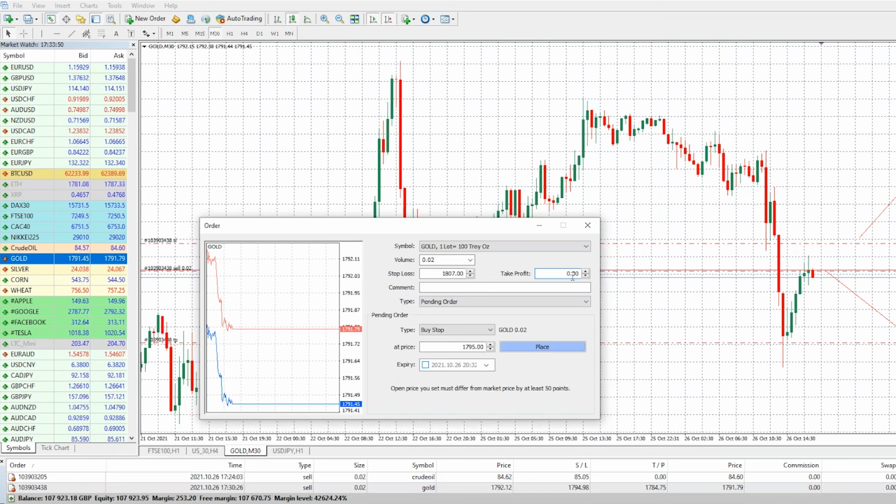Take profit, 1807. Sorry. Stop loss, 1790. Okay, so I'm risking $5 per ounce to my stop loss, and I'm going after a profit of $12 per ounce. And maybe I say, okay, 2-to-1 ratio is good enough for me, so let's go to 1805 for my take profit. And so now I'm going after $10 per ounce profit. That'll get me out before all this resistance up here, and only risking $5 per ounce on my buy stop pending order.